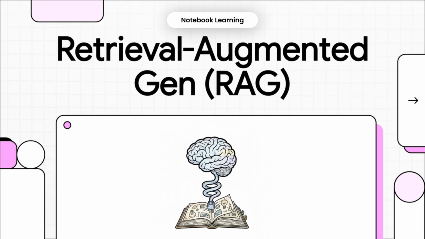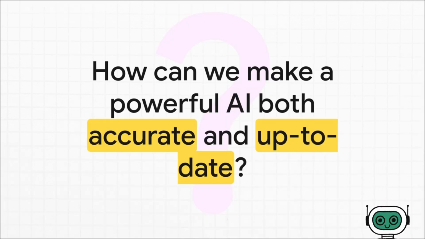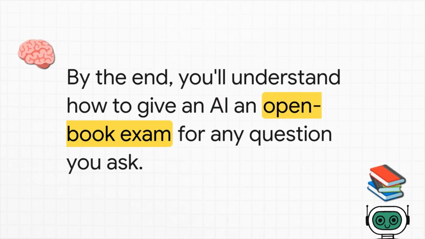We've all seen how powerful large language models are, but you've probably also noticed a couple of pretty big flaws. Sometimes they're just confidently wrong, they invent things, and often their knowledge is completely stuck in the past. So that leads to the big question, doesn't it? How can we make these incredibly powerful AIs both accurate and up to date? How do we connect them to the real, current world? Well, that's what we're going to cover.